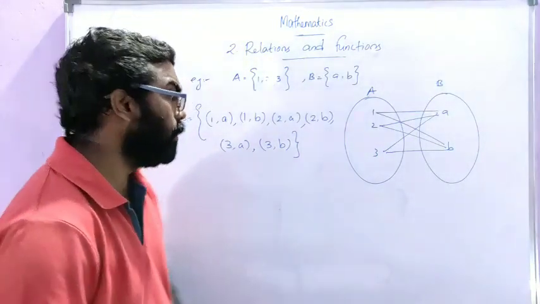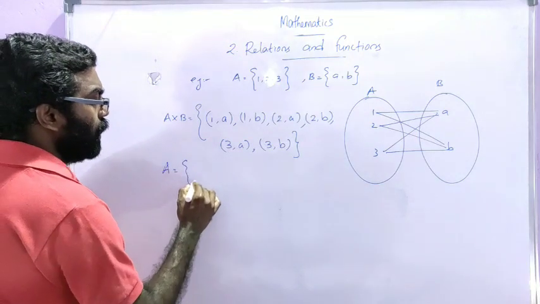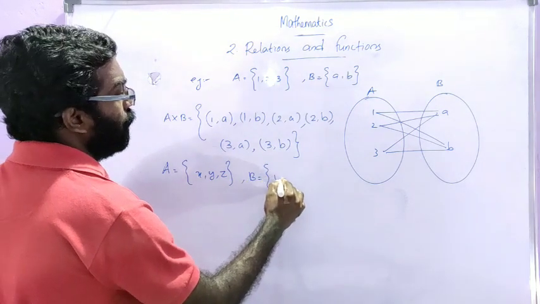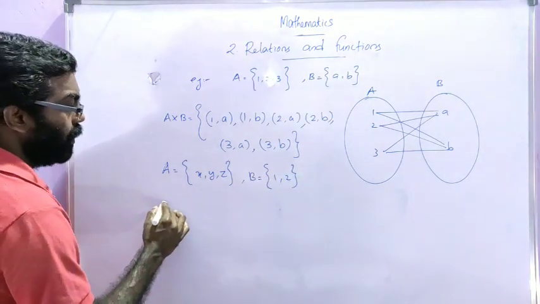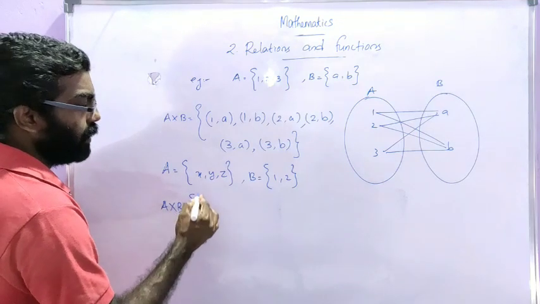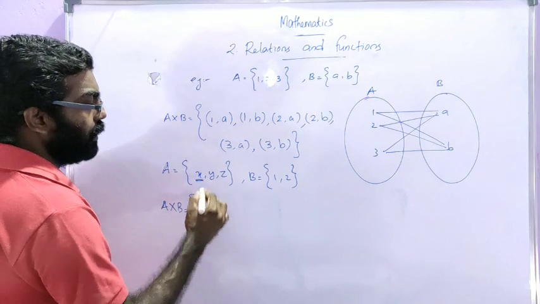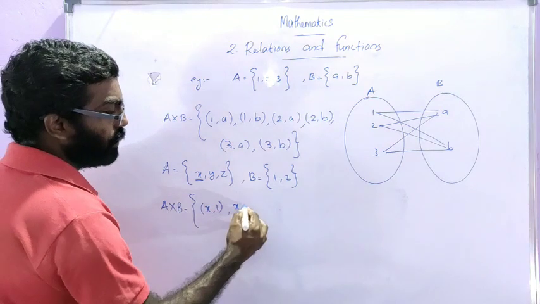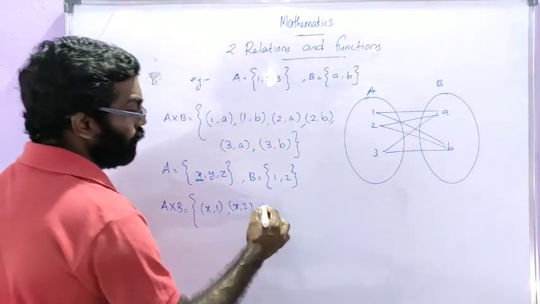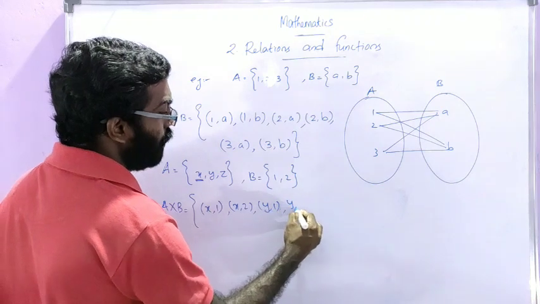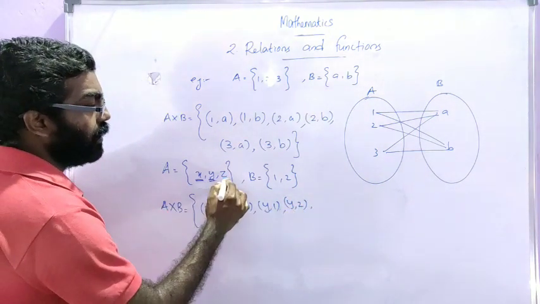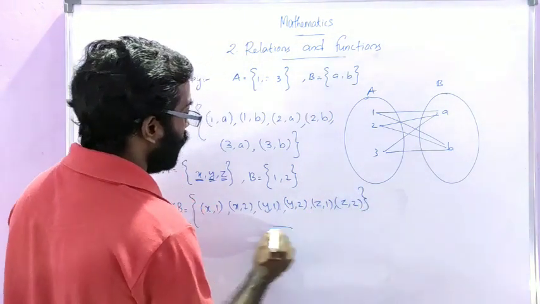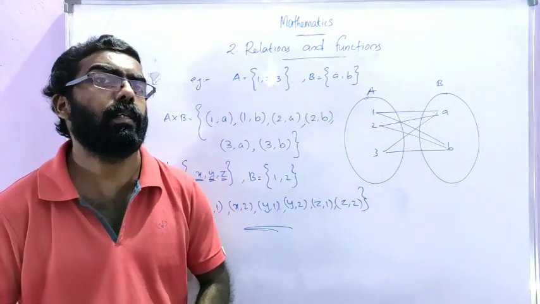Consider one more example. Let A be the set x, y, z and B be the set 1, 2. Here also we can write A cross B. First take the first element, here it is x, so x comma 1, then x comma next number 2, then y comma 1, y comma 2, then take the next letter z: z comma 1, z comma 2. Similarly, we can write A cross B for any given sets.